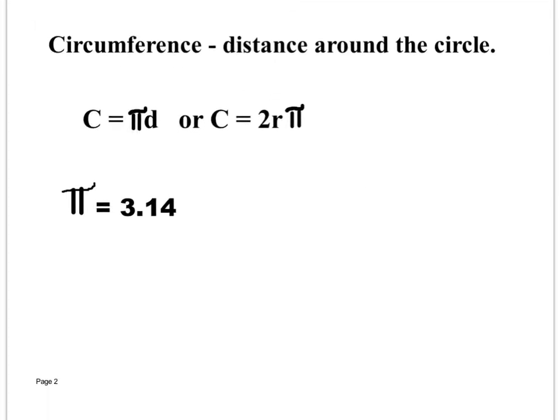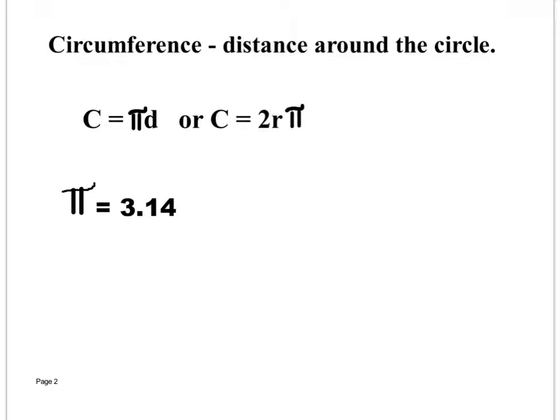Alright, write this down. Circumference is the distance around a circle. Sometimes you need to know how far around the circle it is. Alright, and we have a formula that tells me that. And it's this right here. It's pi times diameter, or it's 2 times the radius times pi, because I told you on the slide before, 2r is the same thing as diameter. 2 times the radius is the same thing as diameter.